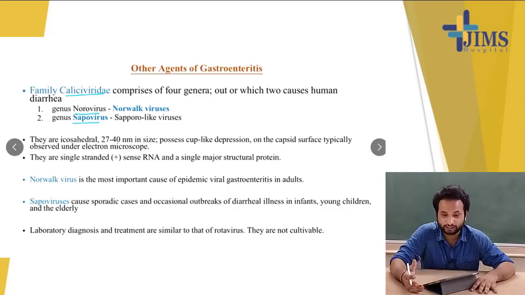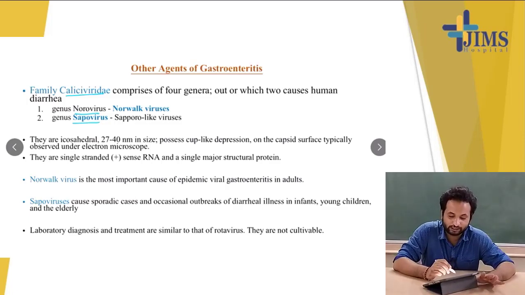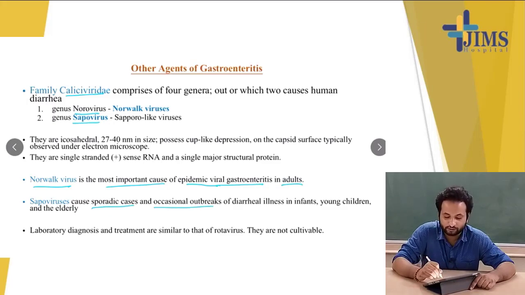They possess a cup-like depression on the capsid surface, typically observed under the electron microscope through immunoelectron microscopy, which we are going to see in the next slide. They are single-stranded RNA viruses which have only one major structural protein. Norwalk virus is the most important cause of epidemic viral gastroenteritis in adults, and sapovirus causes sporadic cases and occasional outbreaks of diarrheal illness in infants, young children and elderly. They don't cause it in adults.